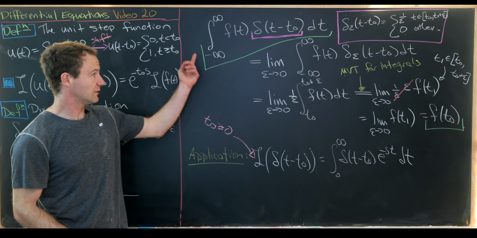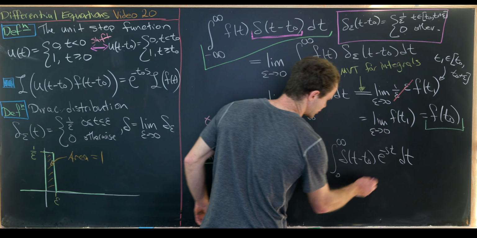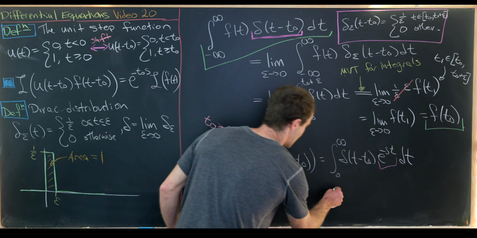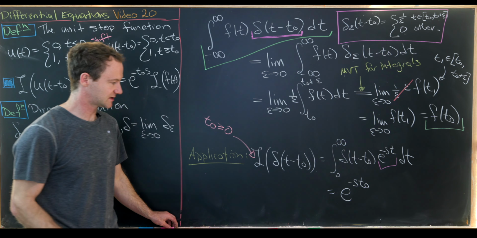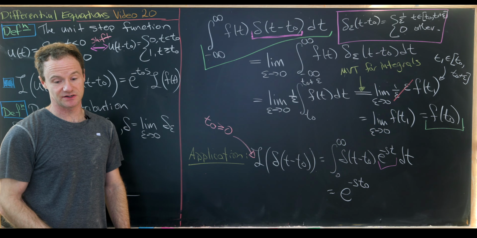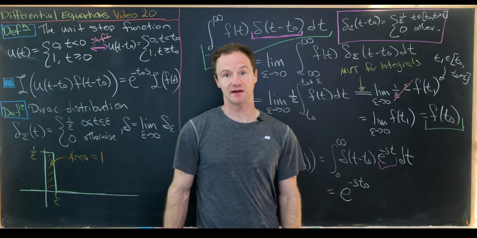Okay, so anyway, we can just apply this rule and evaluate this function right here at t equals t0, and we'll have that this is e to the minus s times t0. That would be the Laplace transform of our Dirac delta distribution. Okay, so let's bring that over here before doing an example or two.